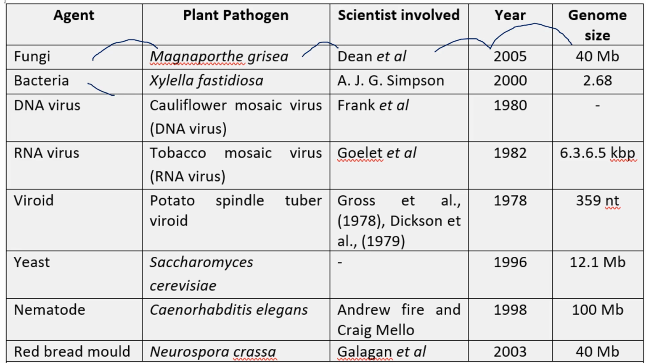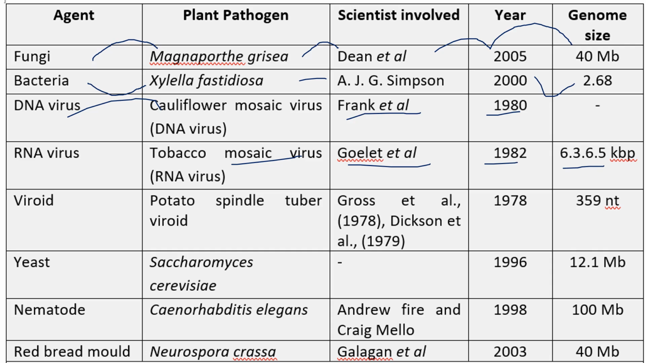The first bacterium genome sequenced is Xylella fastidiosa. If it is a human bacterium, Haemophilus influenzae, by A.J.G. Simpson, 2000, 2.68 MB. The first DNA virus completely genome sequenced is cauliflower mosaic virus, sequenced by Franck et al., 1980. The first RNA virus to be completely genome sequenced is tobacco mosaic virus, sequenced by Goelet et al., 1982. Generally the size is 6.3 to 6.5 kbp, kilobase pairs.